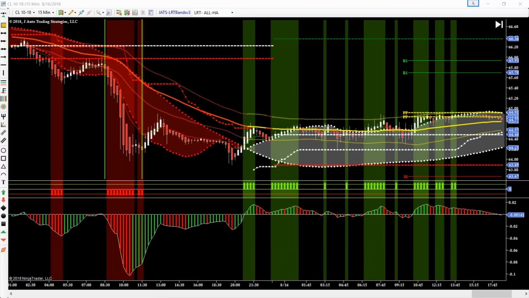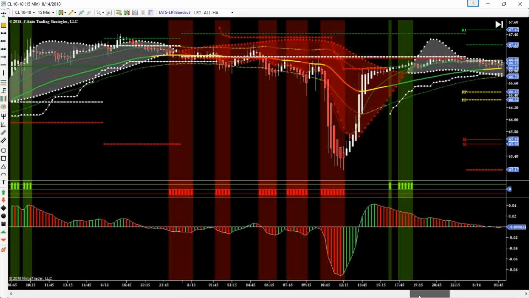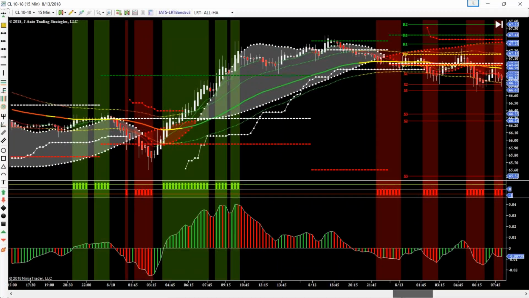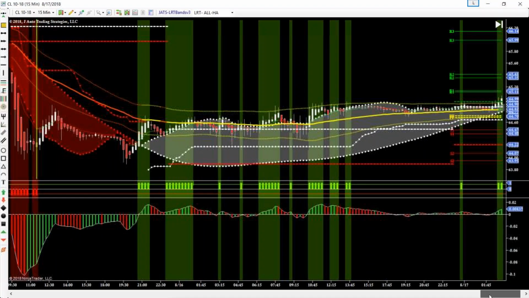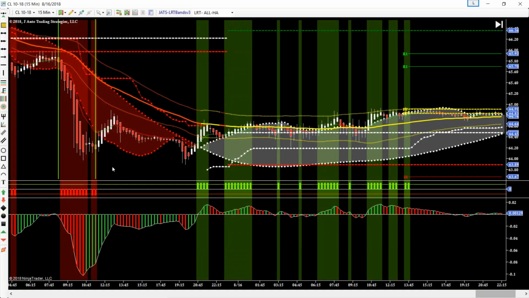So crude was flat yesterday and non-tradable, but set your higher time frame to help put you in those trades and then go back in and try to get them on your lower time frame chart.